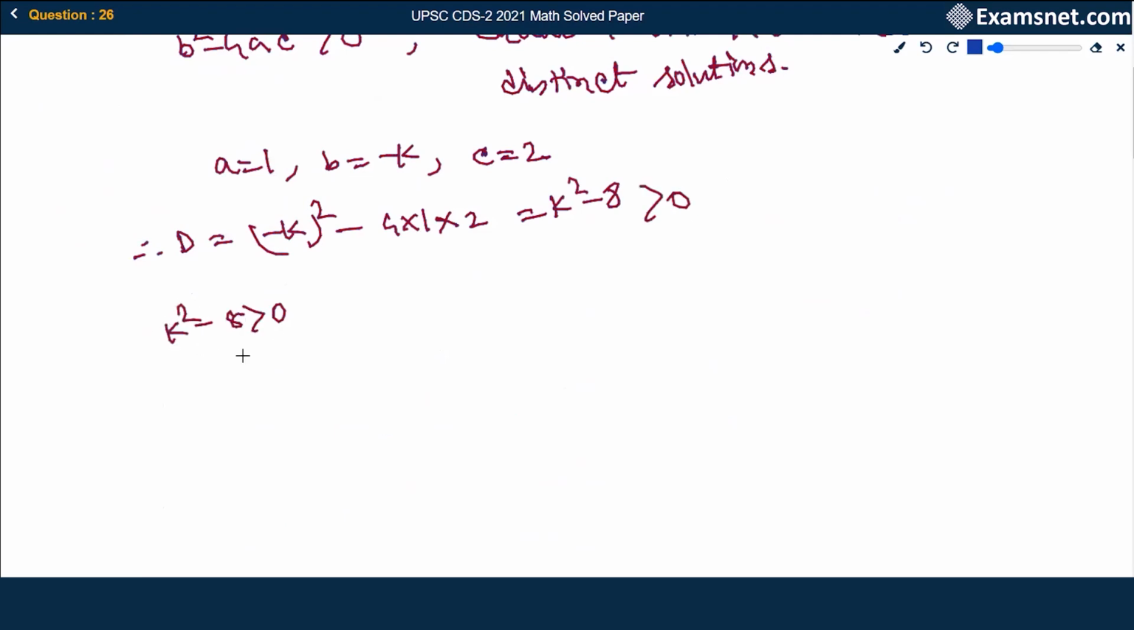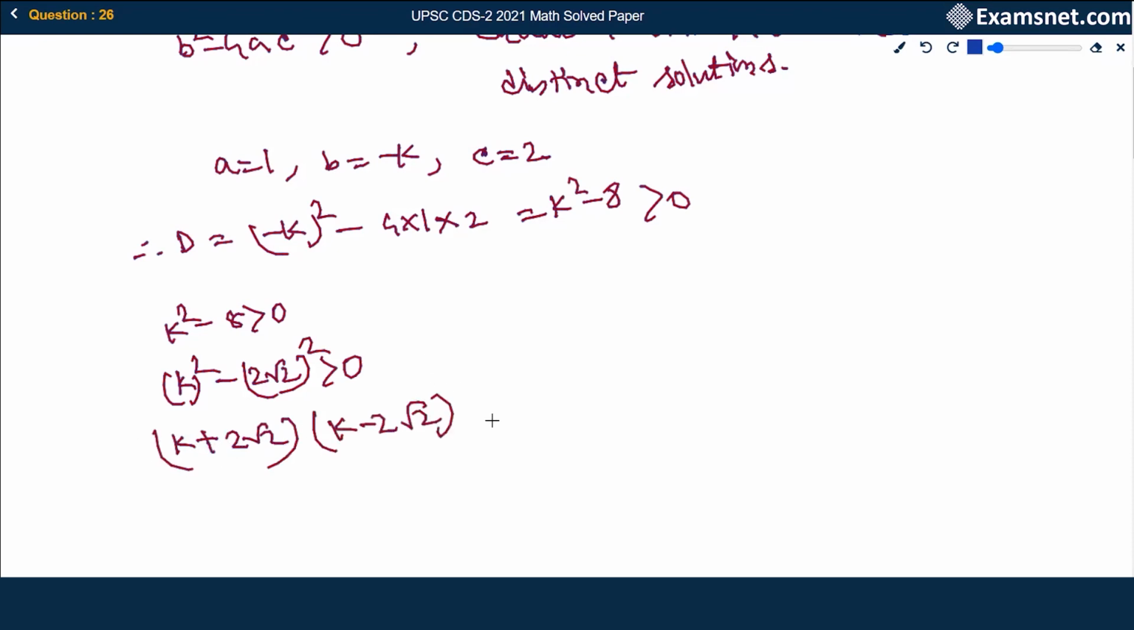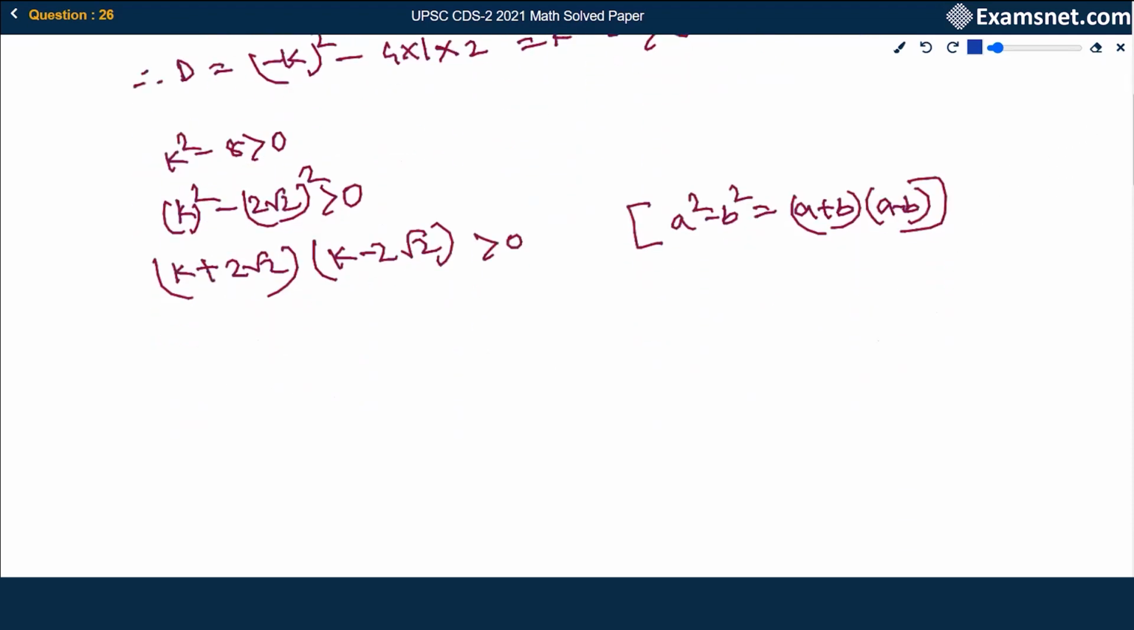So let's make it greater than 0. k whole square minus 2 root 2 whole square greater than 0, which implies that k plus 2 root 2 multiplied by k minus 2 root 2 is greater than 0. We have used here the formula a square minus b square equals a plus b, a minus b, correct? Now we can see the product of these two is greater than 0. That means they will be of same sign. Either they both are positive or they both are negative.